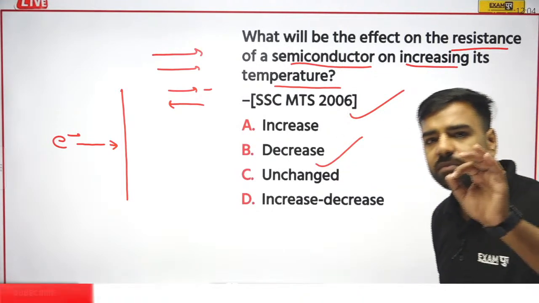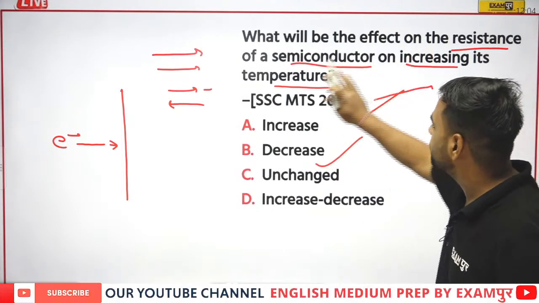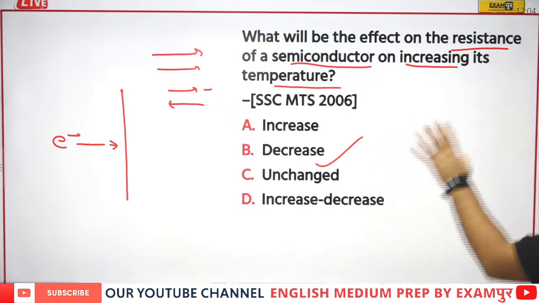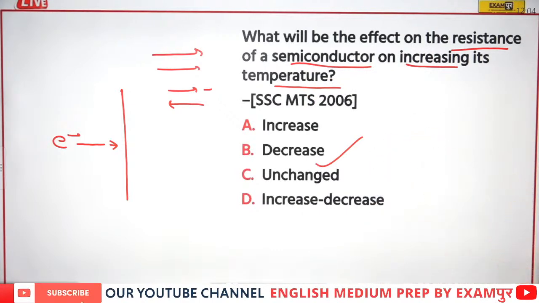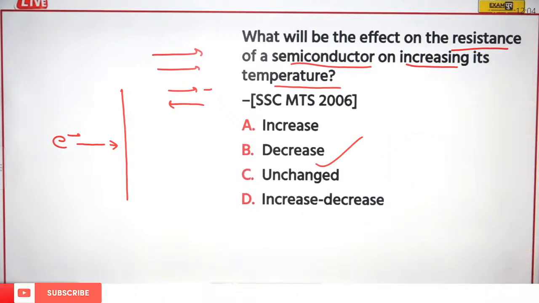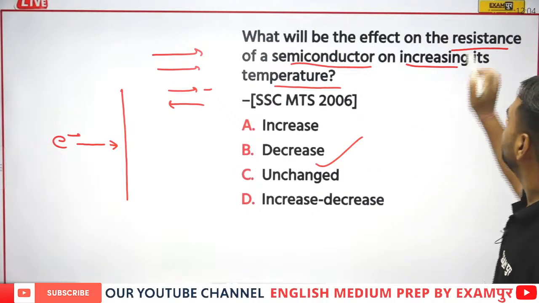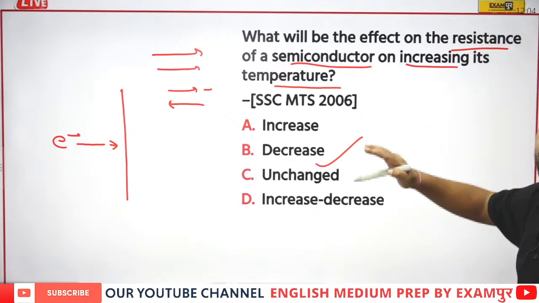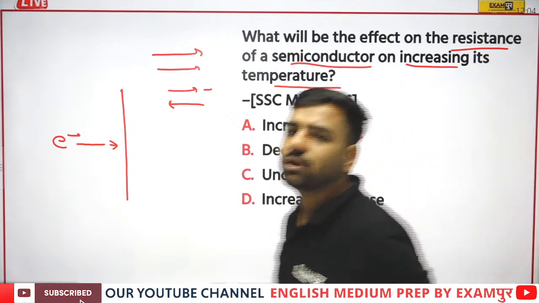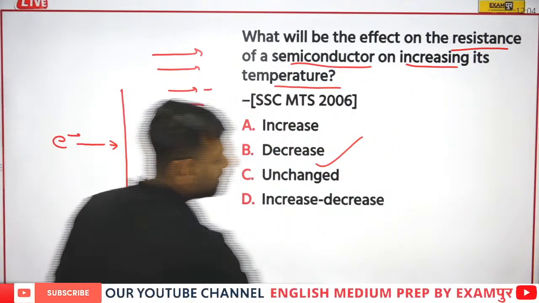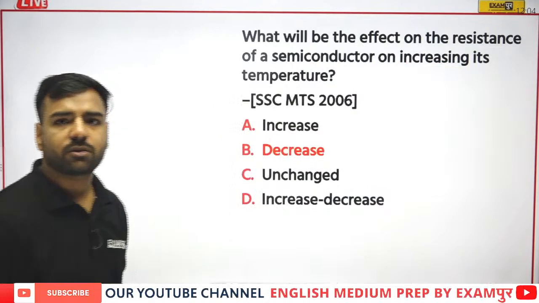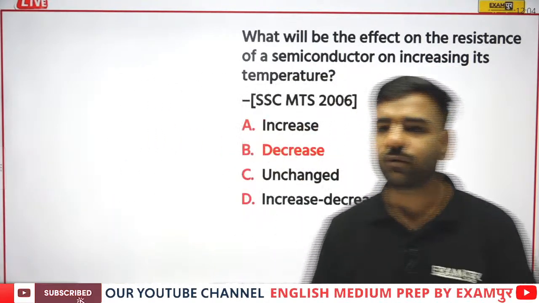That is, option number B will be the correct answer. Again I am saying, whenever it is asked about the temperature's relation, please remember, if there is an increase in the temperature of the semiconductor, then the resistance is going to decrease. It is actually reciprocal to each other. So yes, option number B will be the correct answer here. Got my point? Okay.